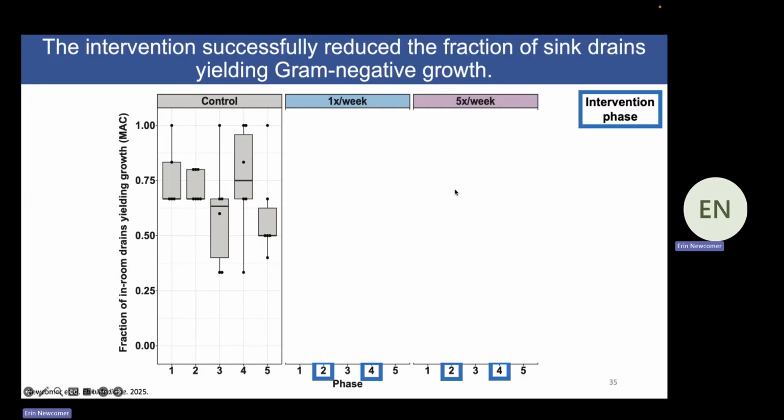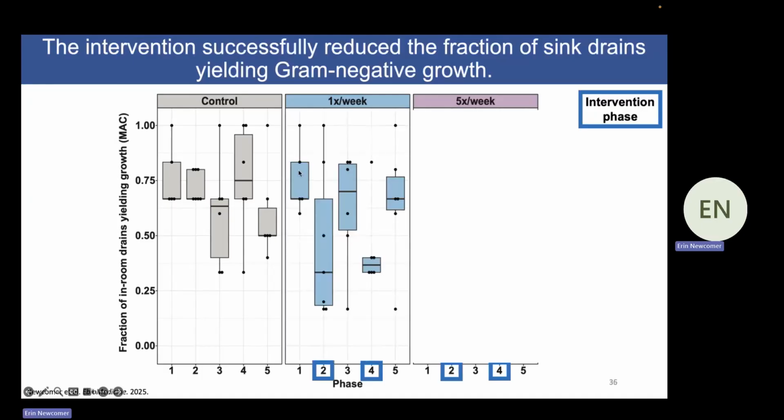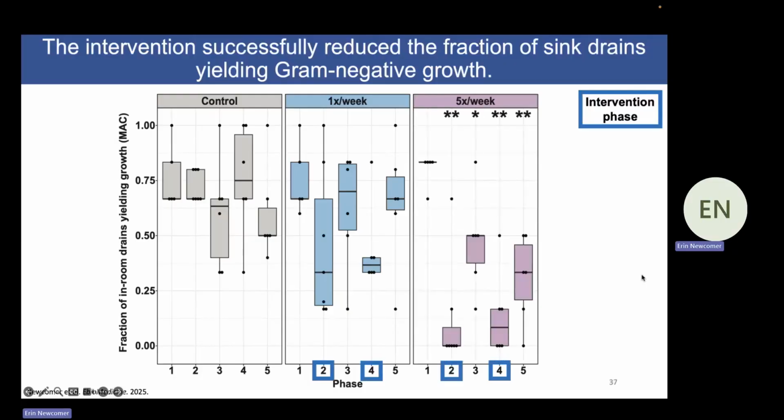Next, looking at the 1 time per week intervention weeks, we possibly start to see some decreases in phases 2 and 4, which is where the intervention was implemented. However, nothing quite reached statistical significance. And then finally, looking at our high frequency 5 time per week intervention, we saw significant decreases in the fraction of sink drains yielding gram-negative growth in those intervention periods and also in those follow-up non-intervention periods. So we're potentially seeing some longer lasting effects of this intervention over time.